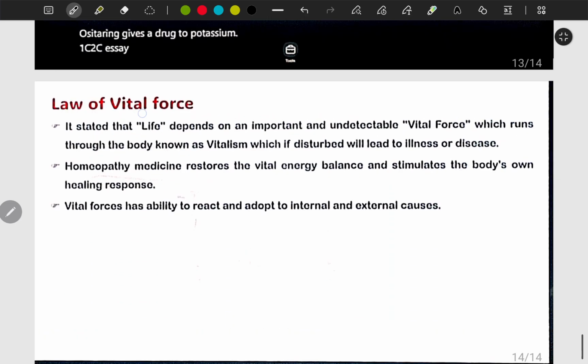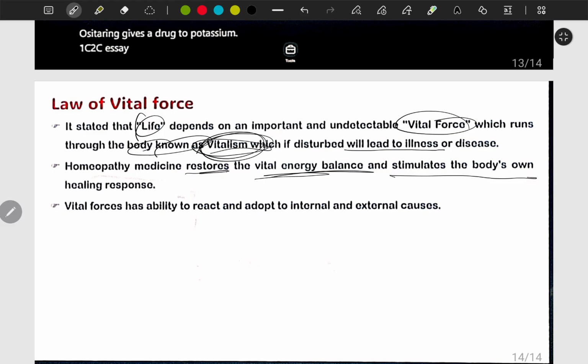Vital force. Life depends on the vital force which runs through the body. Vitalism, which if disturbed will lead to illness or disease. Homeopathic medicine restores the vital energy balance and stimulates the body's own healing response. Vital force has the ability to react and adapt to internal and external causes.